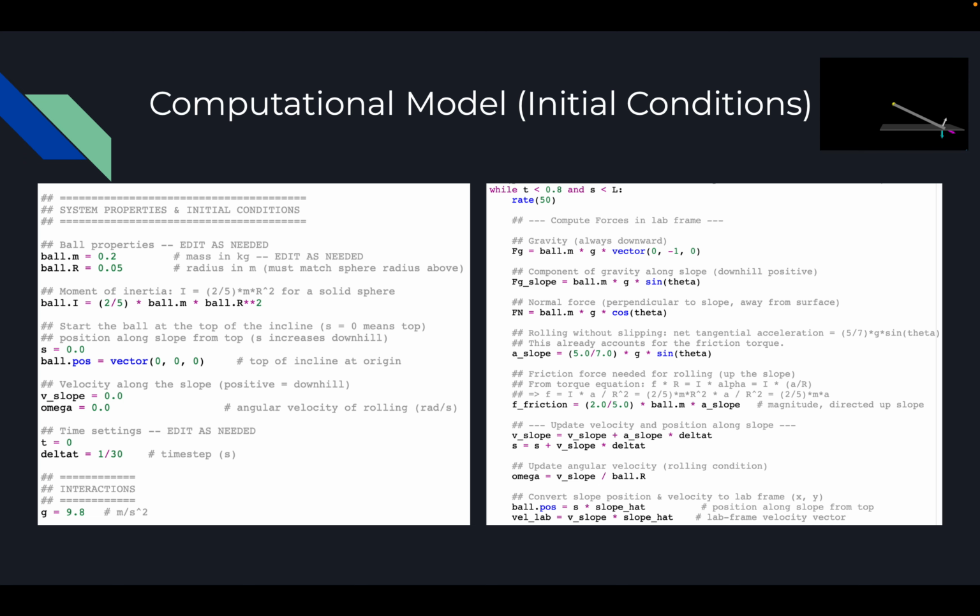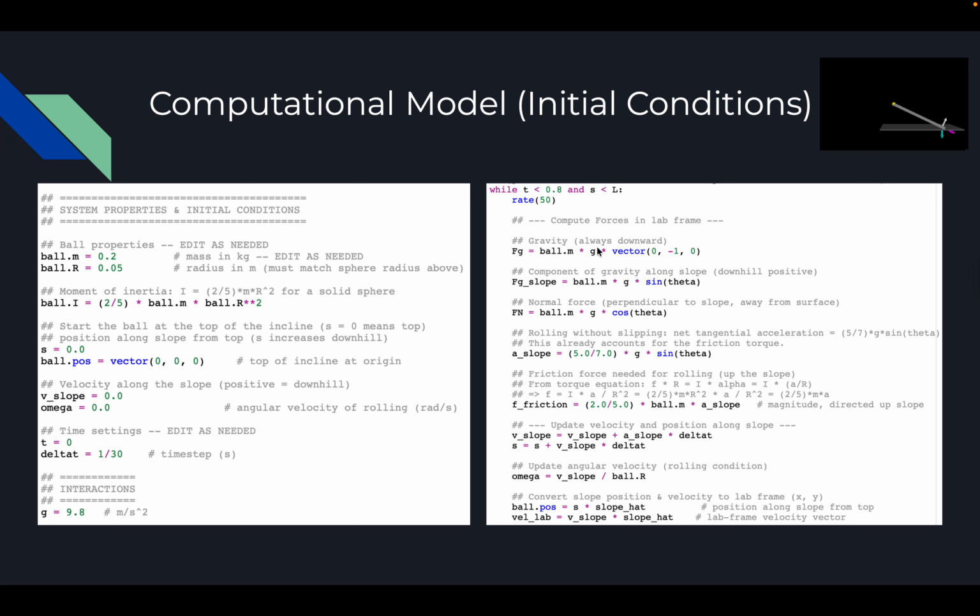Our moment of inertia, which is the equation that we talked about before, is 2/5 times our mass times radius squared. Then we start the ball at the top of the incline, so we make s equal to 0. We start the position at 0. We have our velocity along our slope and our angular velocity of rolling. Then we have our time settings, which is our frame rate, and our gravitational constant, which is 9.8 meters per second squared. And then we have our while loop.